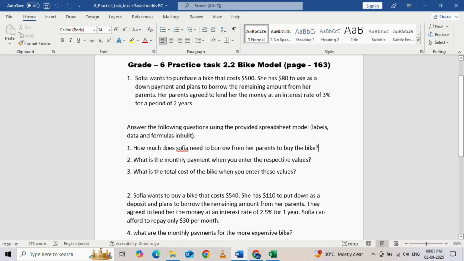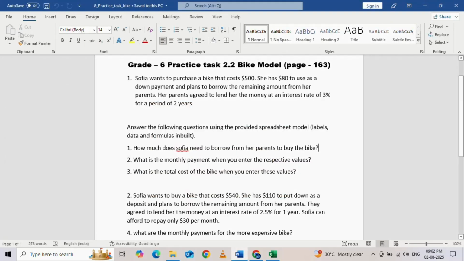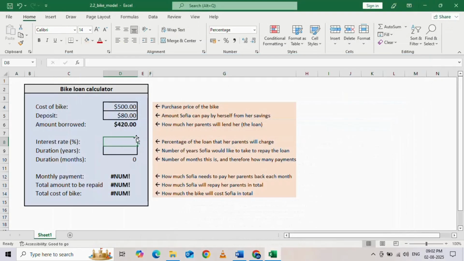Coming to the second question, what is the monthly payment when you enter the respective values? Here is the monthly payment. How can we get the monthly payment? That means it's like the EMI. To calculate the EMI, the interest rate and the time period are also needed. Let us fill these cells. What is the interest rate they are giving? They are giving a 3% interest rate. Let us provide the same for this cell, 3%.